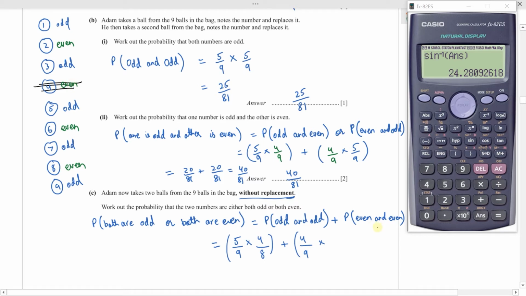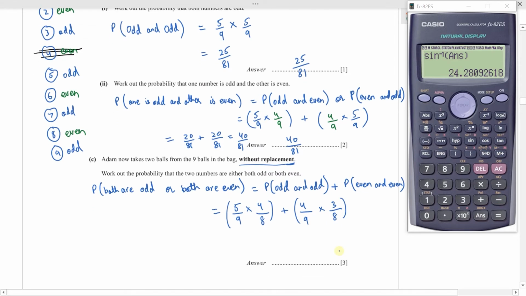Now you're picking the second ball. What is the probability that this one will be even as well? How many evens are left? 1, 2, 3. So this will be 3, divided by how many total left? 1, 2, 3, 4, 5, 6, 7, 8 balls left. So this is 3 by 8.